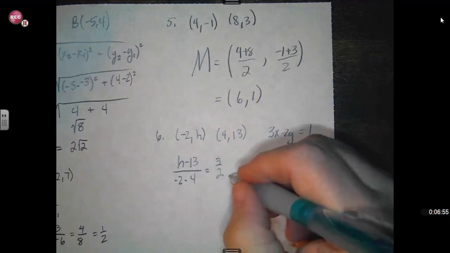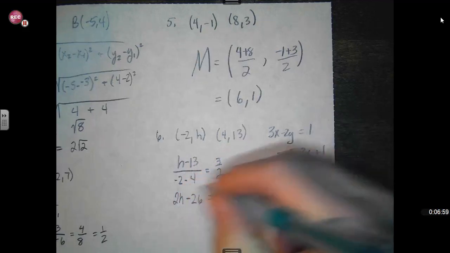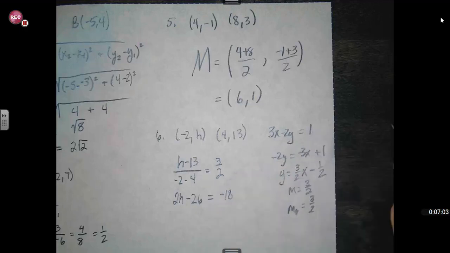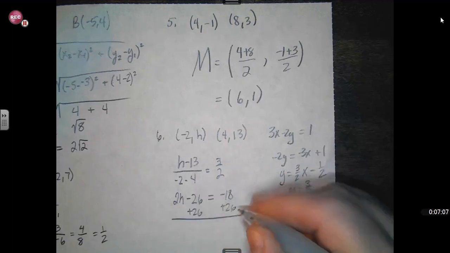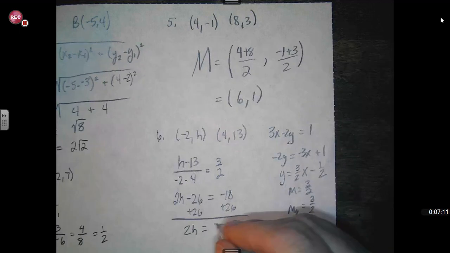So let's see, 2h minus 26, that's -6 times 3 is -18. So I'm going to add 26 to both sides, and I get 2h equals 8, h is 4.